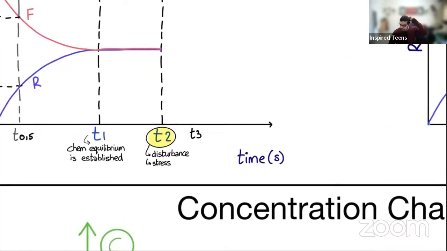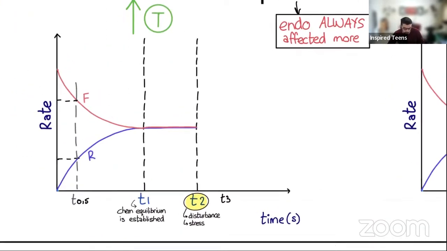At T3, we'll see that chemical equilibrium is reestablished, but we'll put that in later. With all of these graphs, I'm only going to write it for the first one. Between T0 and T1, the reaction is occurring initially. At T1, chemical equilibrium is established for the first time. And then we have equilibrium, and at T2 is where the disturbance or the stress happens.